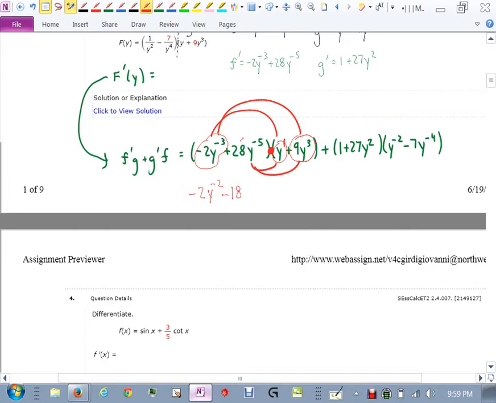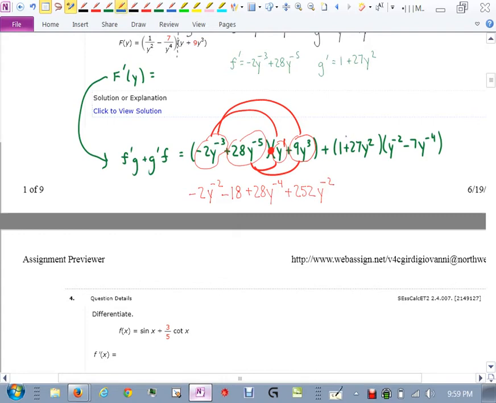All right, so now what we do is we move here. We do this one times the y. Add the exponents. Plus 28 y to the negative 4, because negative 5 plus 1 is negative 4. And then we have to do 28 times 9, and then add those exponents. Negative 5 plus 3 is negative 2. 28 times 9 gives us 252. So we have 252 y to the negative 2. And that's just the first one multiplied.